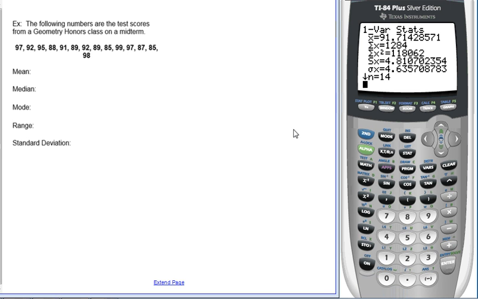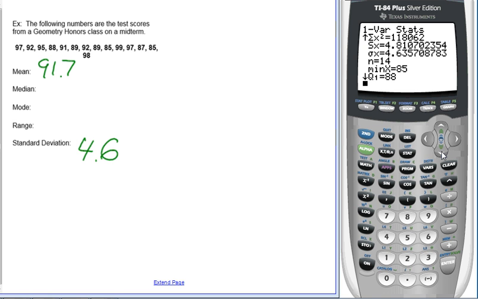This time it tells me my mean. Remember, my mean is the X bar. My mean is 91.7. My median, actually let's write my standard deviation while I'm up here. My standard deviation is 4.6. Again, that's that kind of cursive looking O. If I go down, my median is 91.5. That's the middle number, 91.5.